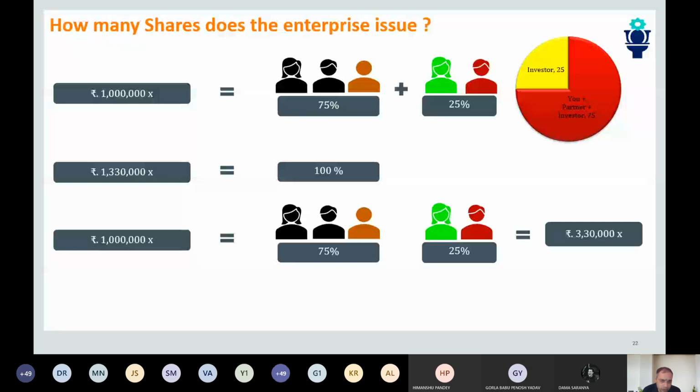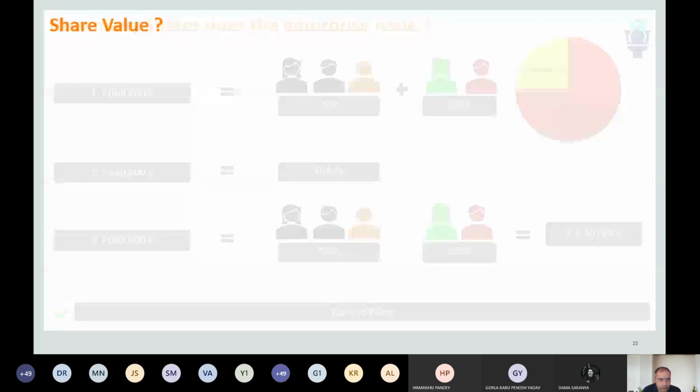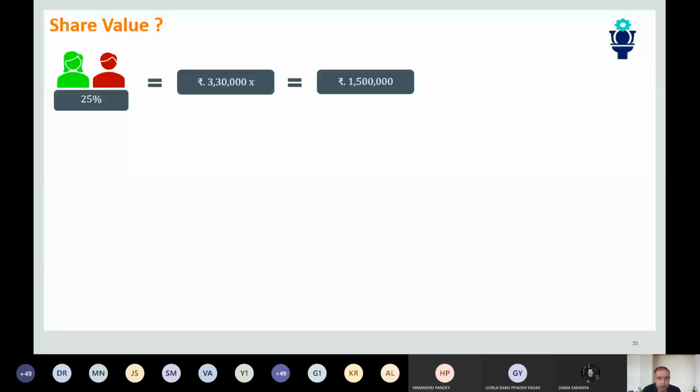So there's a raise in value. That's what I told you. Your share value will increase, but your share percentage may come down. What is share value? For 25 percent they are paying 3 lakh 30,000. Okay, 3 lakh 30,000 is the investment, and your business is valued at 15 lakhs.